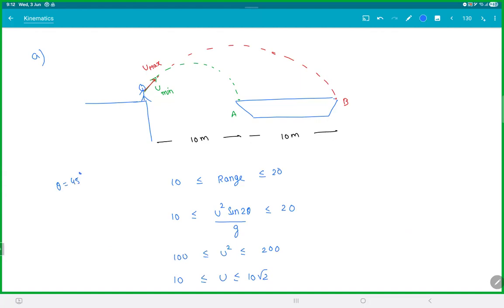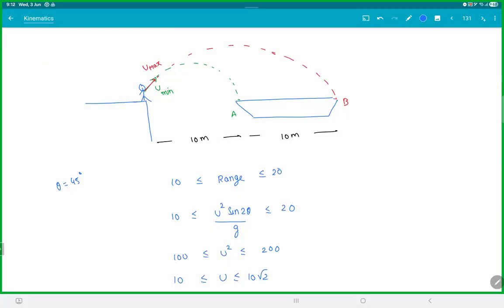Hope this was clear. So if you throw with anything between these two speeds, you'll always fall in the boat, because if you fall in the middle also, you're falling in the boat. So if you throw with 10, you will hit the left edge. If you throw 10 root 2, you'll hit the right edge. What about the B part?